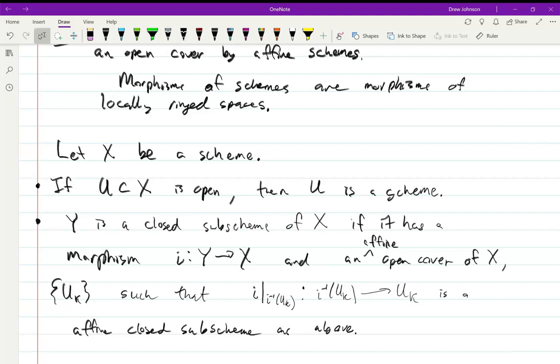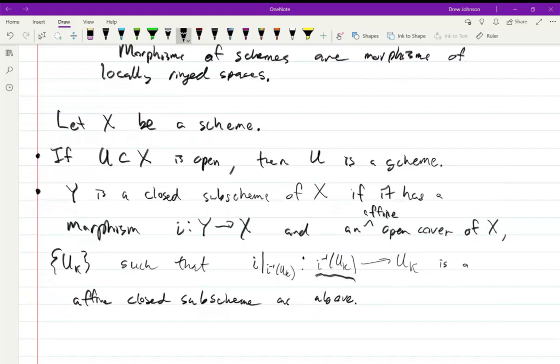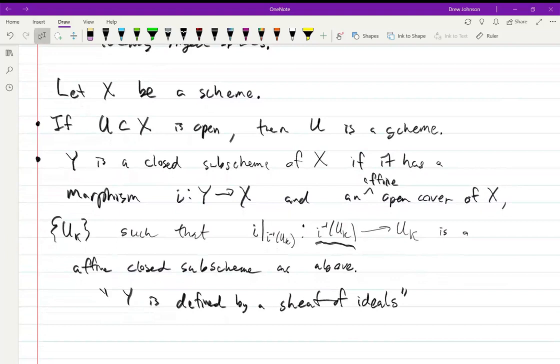And what was that definition again? So the definition there was that i inverse of U_k would have to be affine, and the corresponding ring homomorphism going in the other direction has to be surjective. That was our definition. Okay, and of course, if you're familiar with these things, the sort of nice way to say this is that Y should be given by a sheaf of ideals. So we haven't defined those things yet, but I think we will in the next chapter. Just as an affine closed subscheme is defined by a single ideal, Y will be defined by a sheaf of ideals. So we'll talk about that later, hopefully.